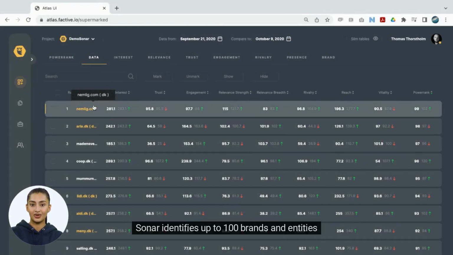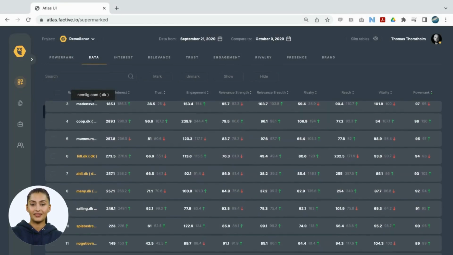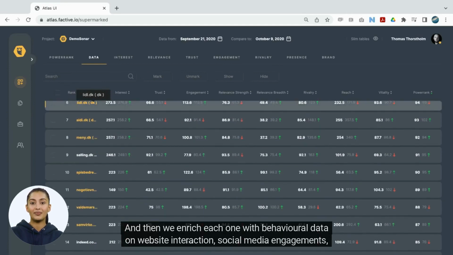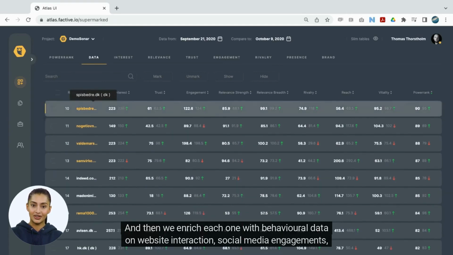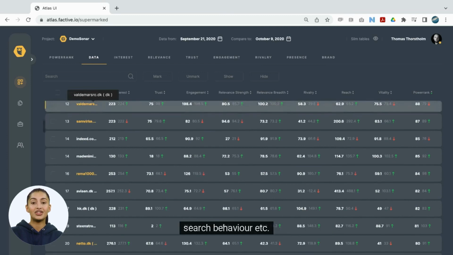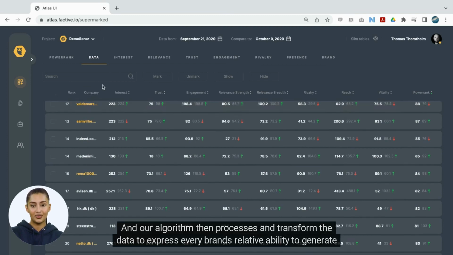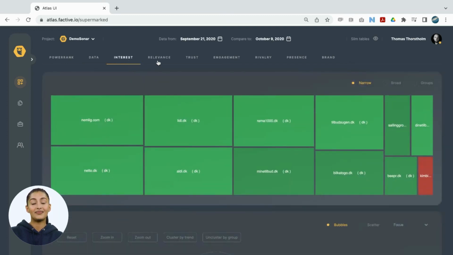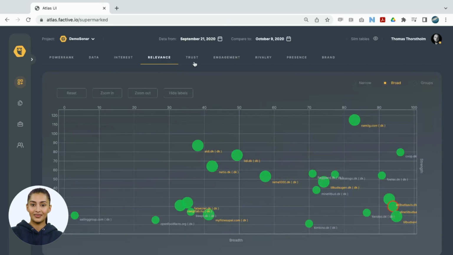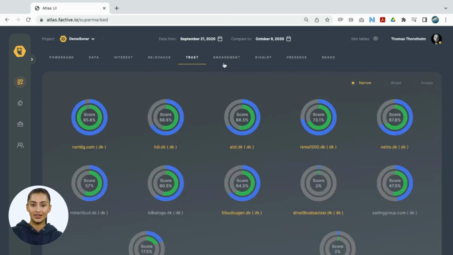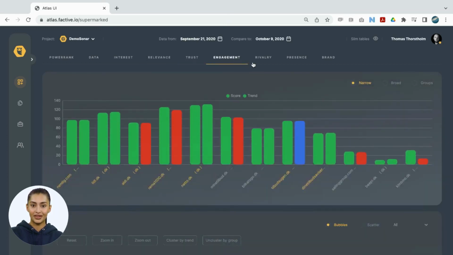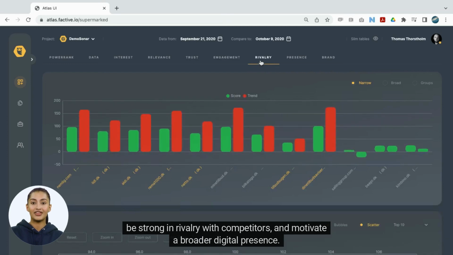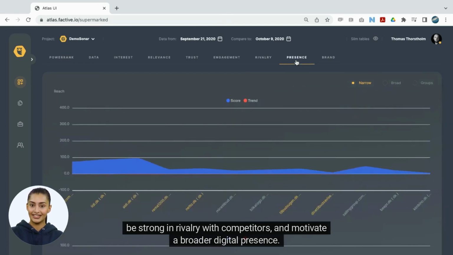SONAR identifies up to 100 brands and entities. And then we enrich each one with behavioral data on website interaction, social media engagements, search behavior, etc. And our algorithm then processes and transforms the data to express every brand's relative ability to generate interest, create relevance, establish trust, create engagement, be strong in rivalry with competitors, and motivate a broader digital presence.